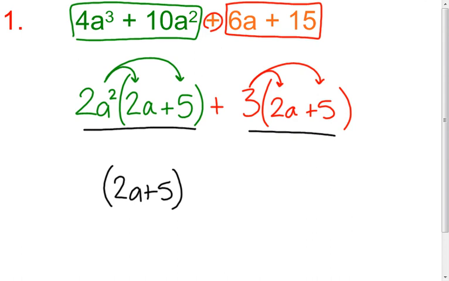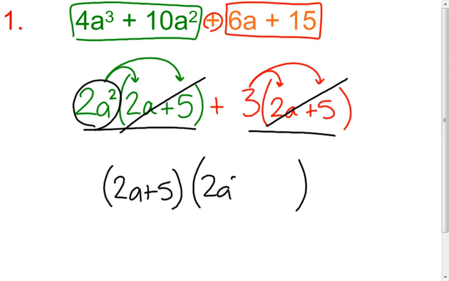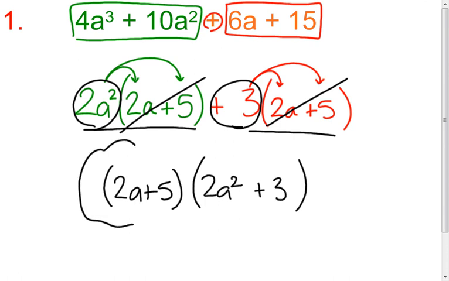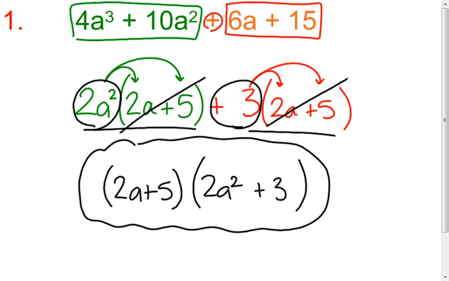I am factoring that out. That's what they have in common, so I'm going to factor that out. I pulled that out, and I pulled that out. Now I want to go back in the next parentheses and see what I'm left with. In the green, I'm left with 2a squared, and in the red, I'm left with positive 3. And that's how this factors. That's how you factor by grouping.